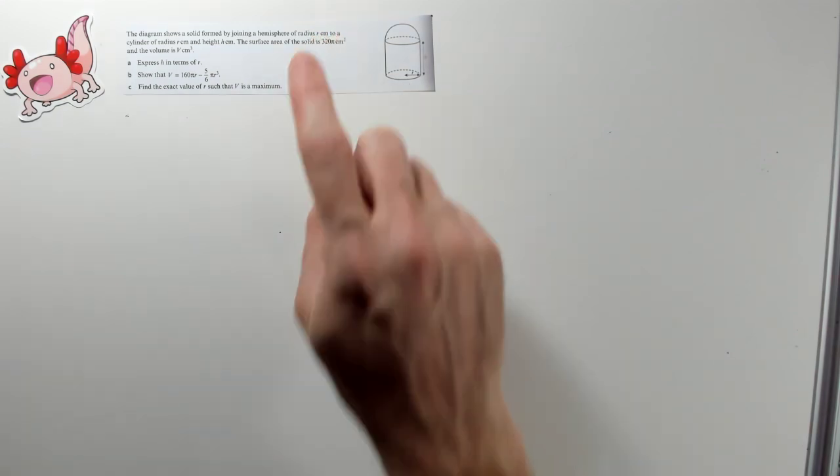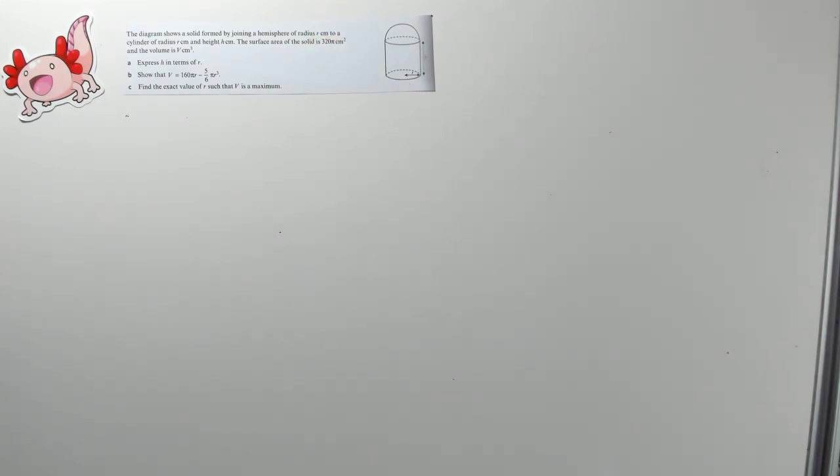Okay, on to more optimization questions. So the next question we have is a hemisphere and a cylinder forming a solid shape, and they gave us the surface area. Now they're obviously asking for the volume, because they have nothing better to do than ask us weird questions. But it's fine, we can do this. So let's take a look at this.